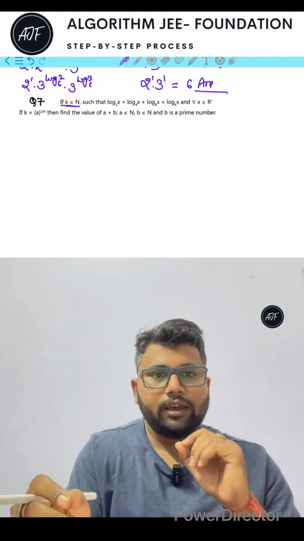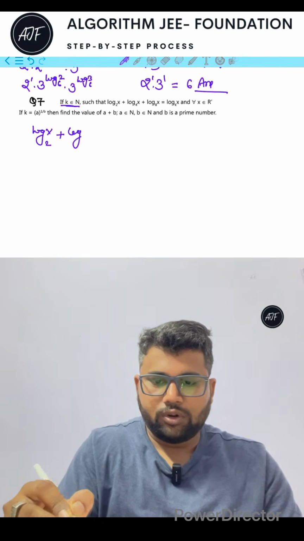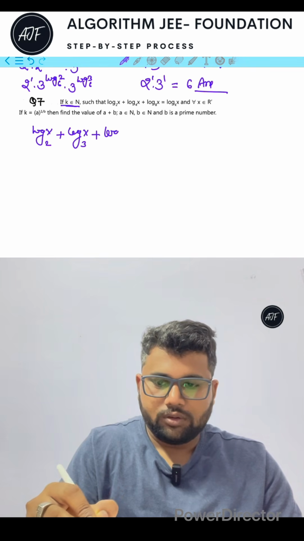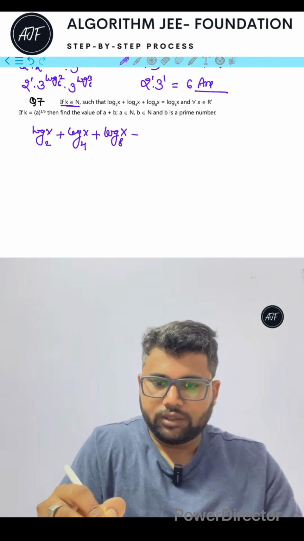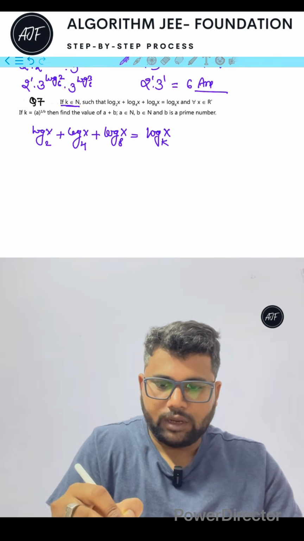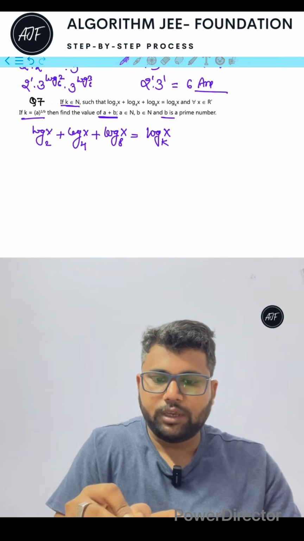Given k belongs to N, meaning natural number, right? After that, given log x base 2, log x base 3, log x base 4, log x base 8 is equal to log x base k. After that, given k is equal to a power 1 by b, find a plus b, where a and b are prime numbers.